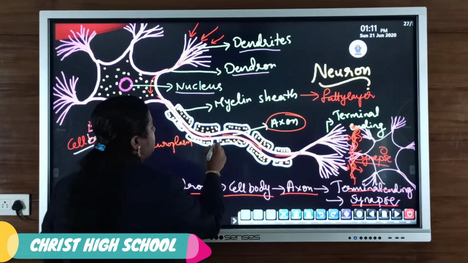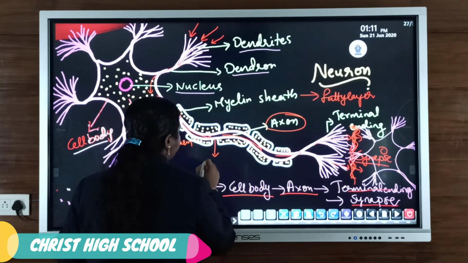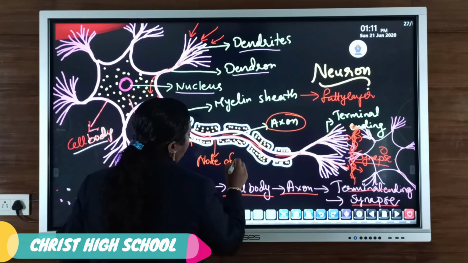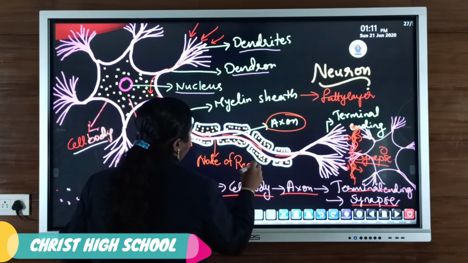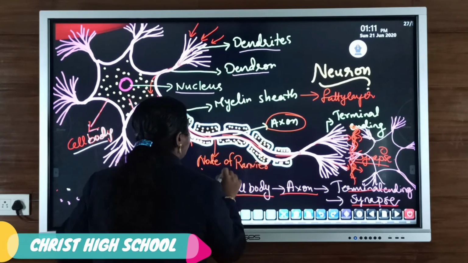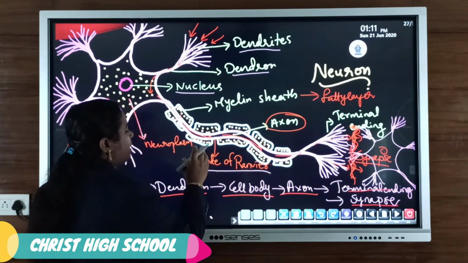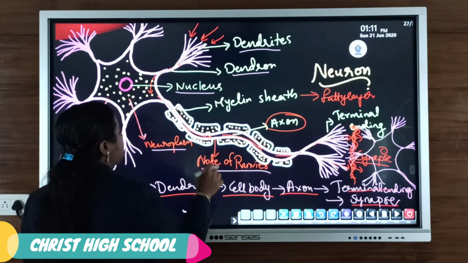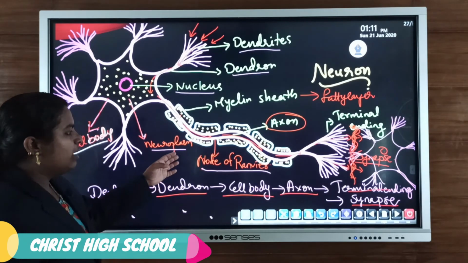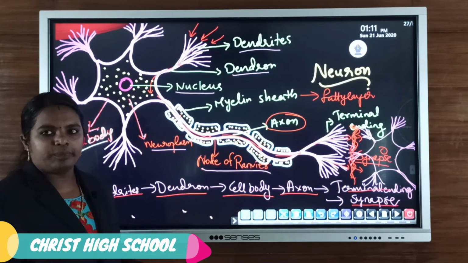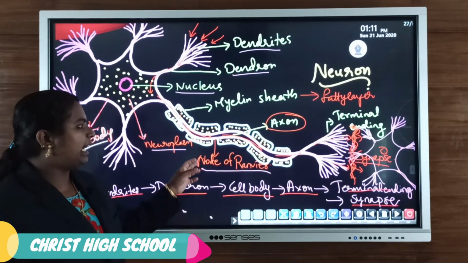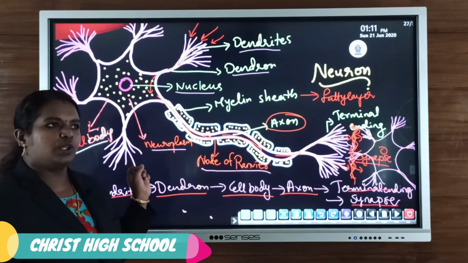Then one more structure that is present here is the node of Ranvier. Node of Ranvier means it is a gap. At particular intervals, a small gap is present in the myelin sheath. So the gap in the myelin sheath is known as the node of Ranvier.